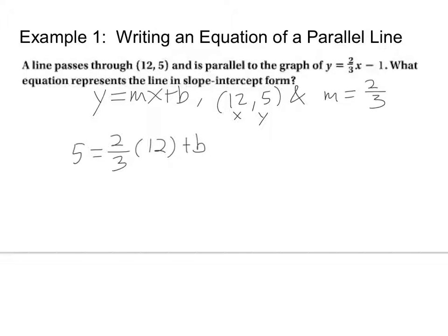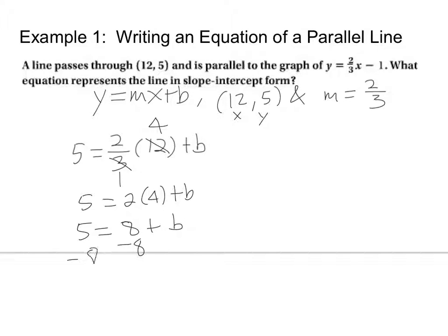So y was 5, so 5 equals the slope, which is 2/3, times x, which is 12, plus b. And we note that 3 goes into itself once, 3 goes into 12 4 times. So I have 5 equals 2 times 4 plus b. And so 5 equals 2 times 4, which is 8, plus b. If we subtract 8 from both sides, we get negative 3 equals b.